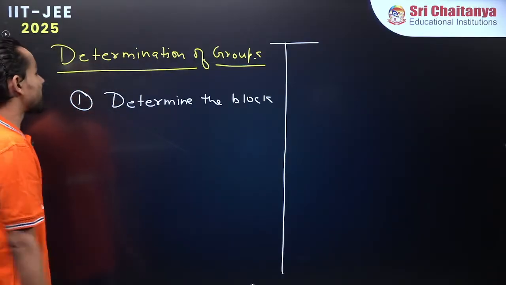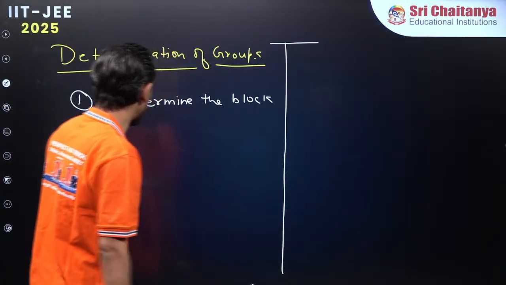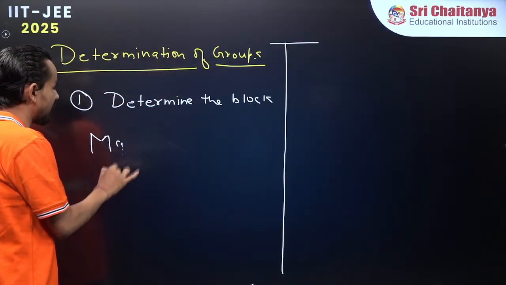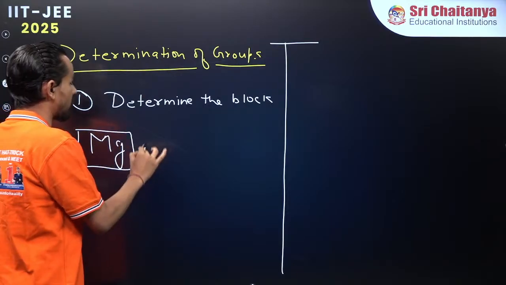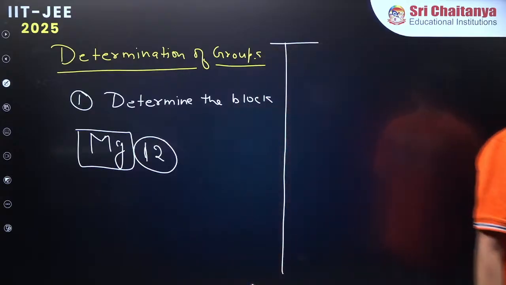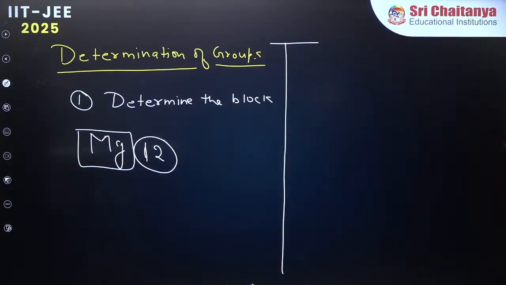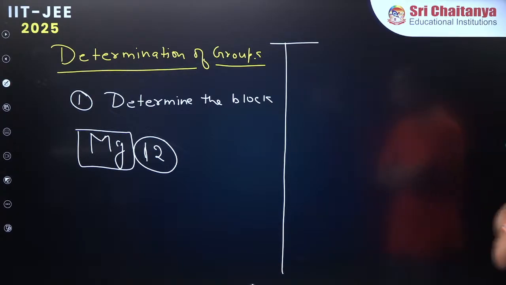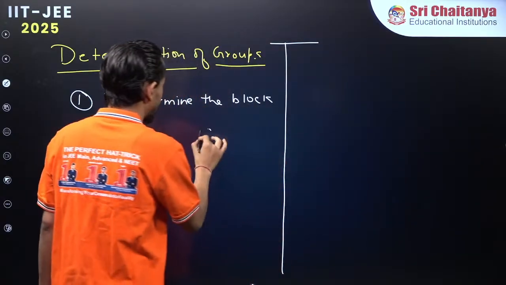Let us move on. Determination of the block. First we have to do determination of the block. Let us think Mg, atomic number 12. Tell me the block. S block. Very good, everyone, it is S block.